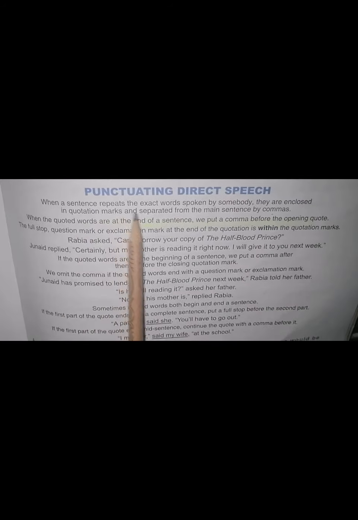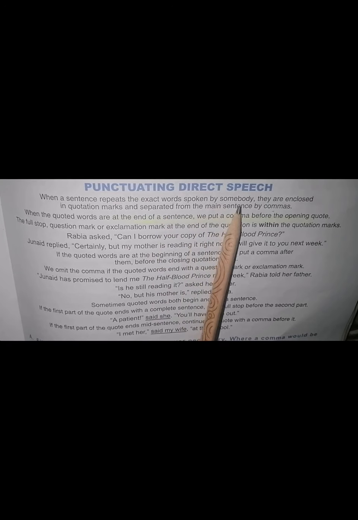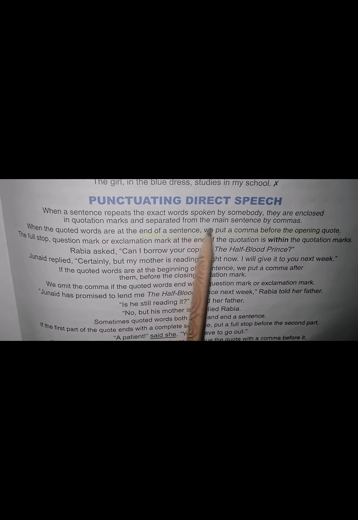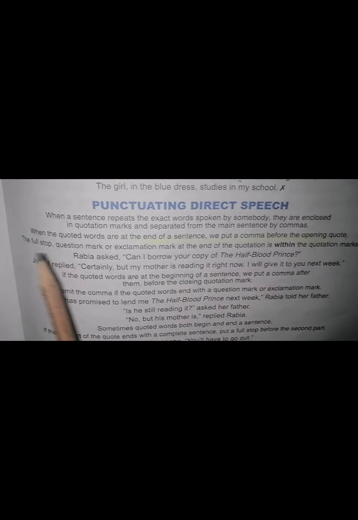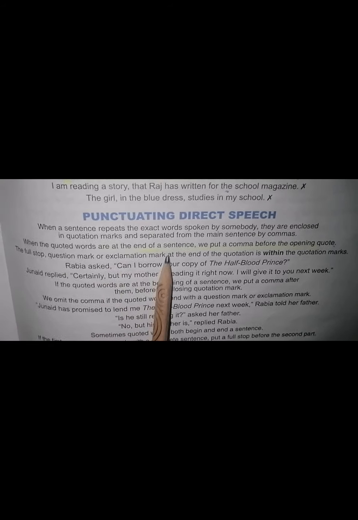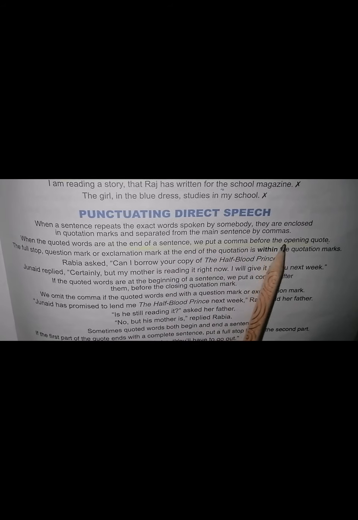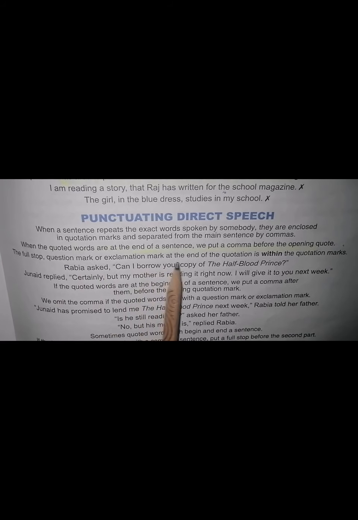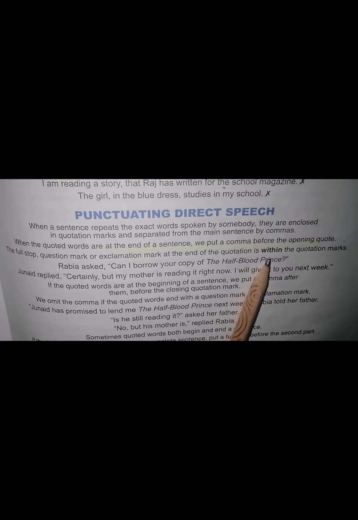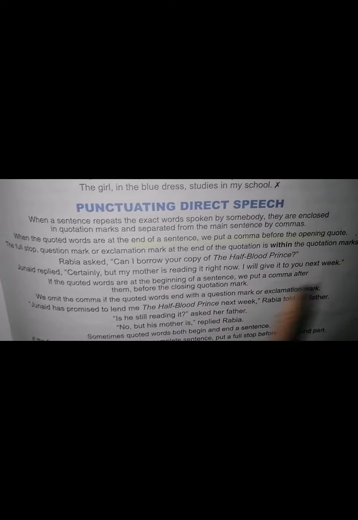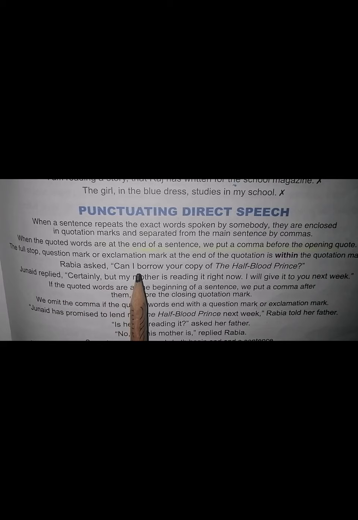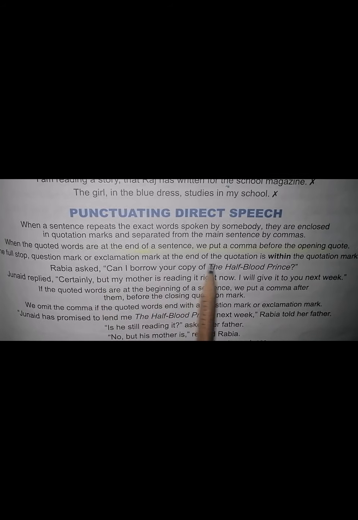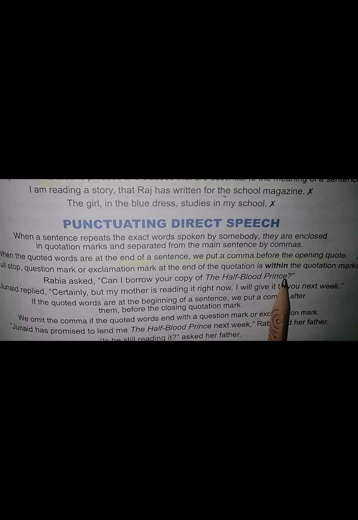When a sentence repeats the exact words spoken by somebody, they are enclosed in quotation marks and separated from the main sentence by commas. When the quoted words are at the end of a sentence, we put a comma before the opening quote. The full stop, question mark, or exclamation mark at the end of the quotation is within the quotation mark. For example, Rabia asked, "Can I borrow your copy of the Half-Blood Prince?" This is a direct speech which is in the inverted commas.